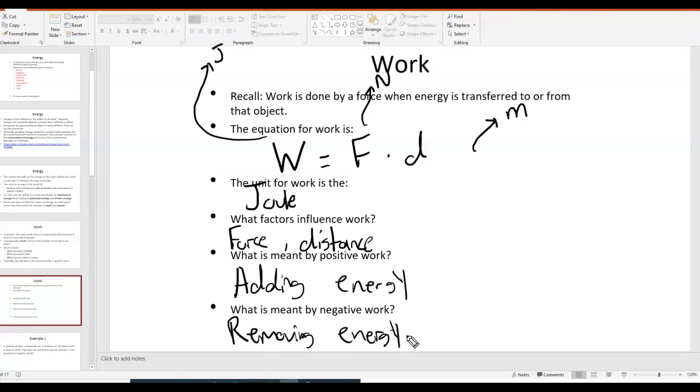And that's, again, probably a common sense type of thing. Positive, you think of adding; negative, you think of subtracting. So keep in mind work can be positive or negative. Pause it there if you need to write that down, and we'll do some examples.